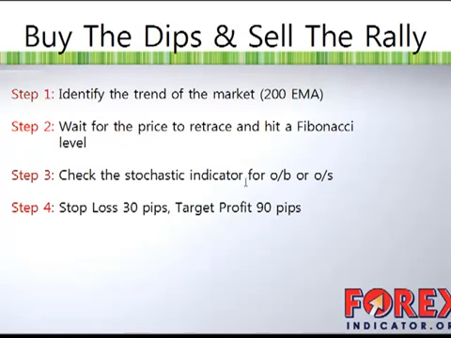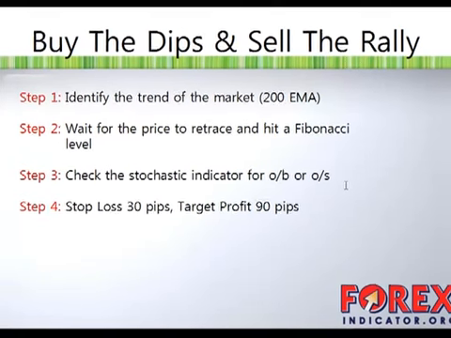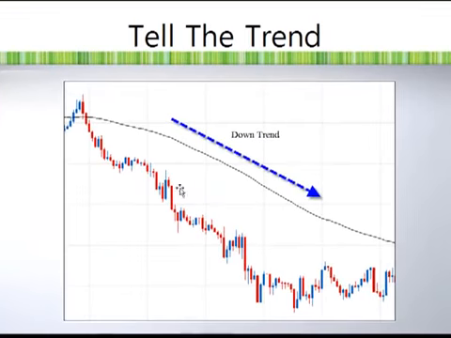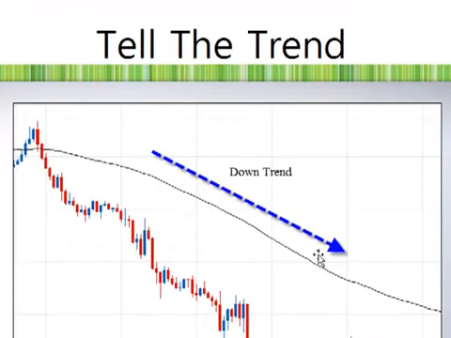I've listed down the 4 steps for you to follow, and you can just try it out on your trading chart and see if it works for you. Step 1: identify the trend of the market. This is done using the 200 EMA. Let's take a look at this picture here. You can see this black line here is the 200 EMA.